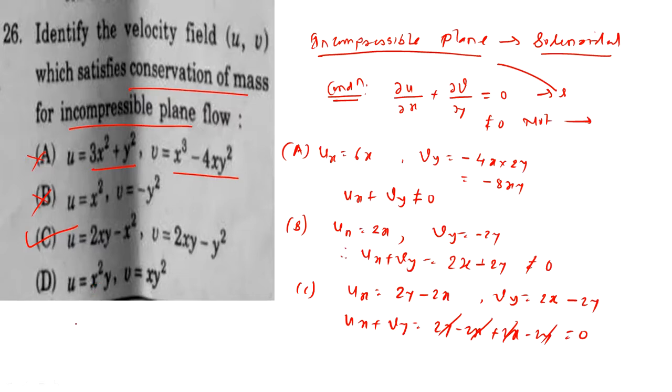For option D, if you find ux, it is 2xy, and vy is also 2xy. So ux plus vy, in that case, is not 0 for all the values of x and y. So option D is also incorrect. So for question 26, option C is correct. Remember, incompressible plane means solenoidal, and this is the condition to check for conservation of mass.